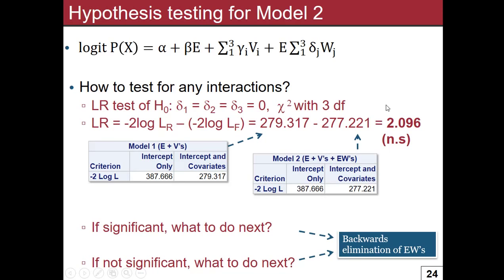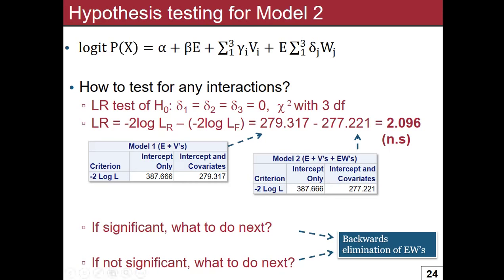In this case, the negative 2 log likelihood only changes by about 2 between the two models. On a chi-square distribution with 3 degrees of freedom, a value of 2 is not significant. It's way on the left, in that big hump of the chi-square distribution. So you would say adding those interaction terms, those effect modifiers, really didn't change anything in the model at all. It added very little information, and so you might decide to just drop all of those EW terms.